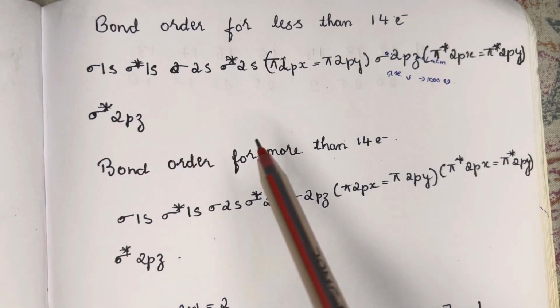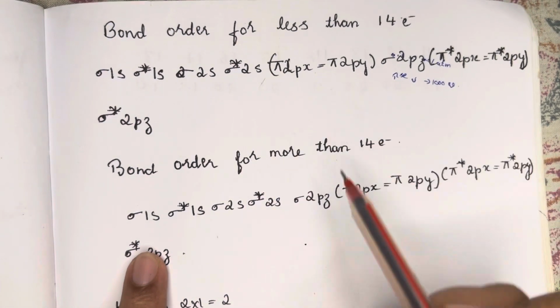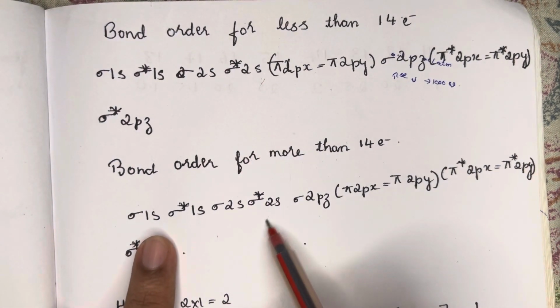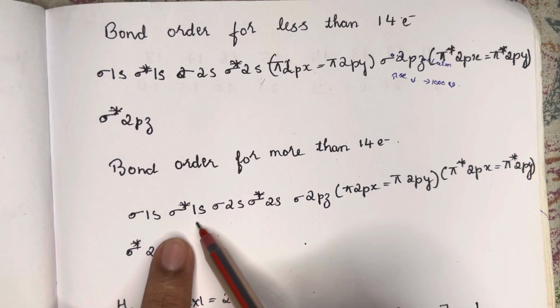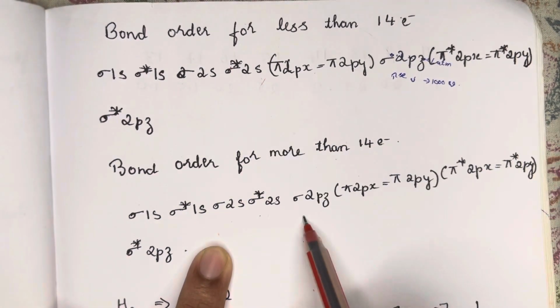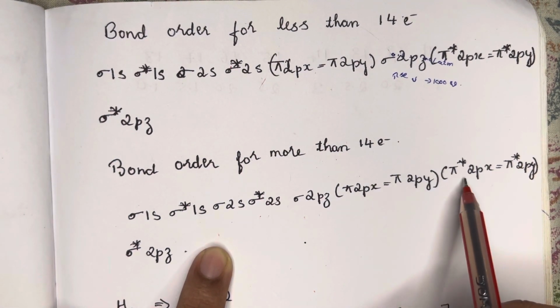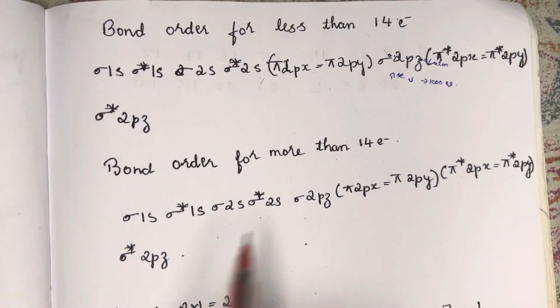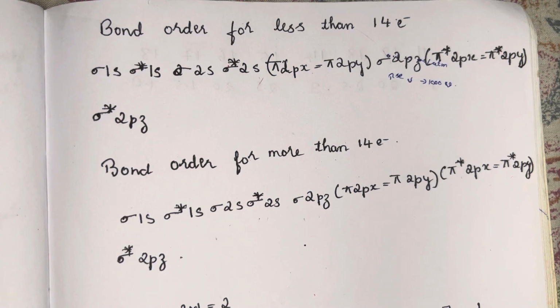And if it has more than 14 electrons, then see here, till 2s it is the same: sigma 1s, sigma star 1s, sigma 2s, sigma star 2s. After that sigma 2pz comes here. That is the only difference. Then pi 2px = pi 2py, pi star 2px = pi star 2py, sigma star 2pz. And now we'll be solving this electronic configuration for the molecular orbitals of various molecules.